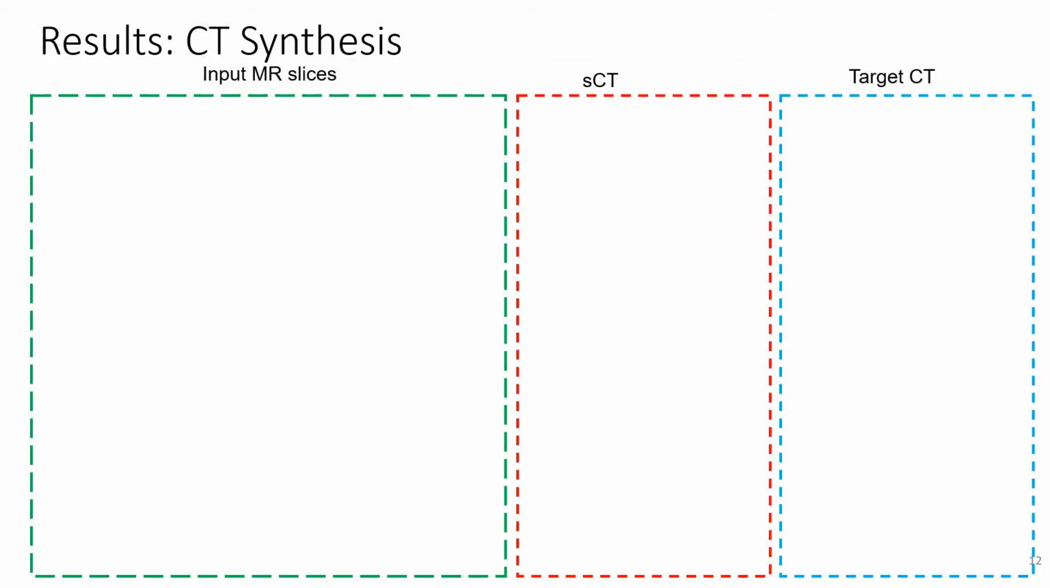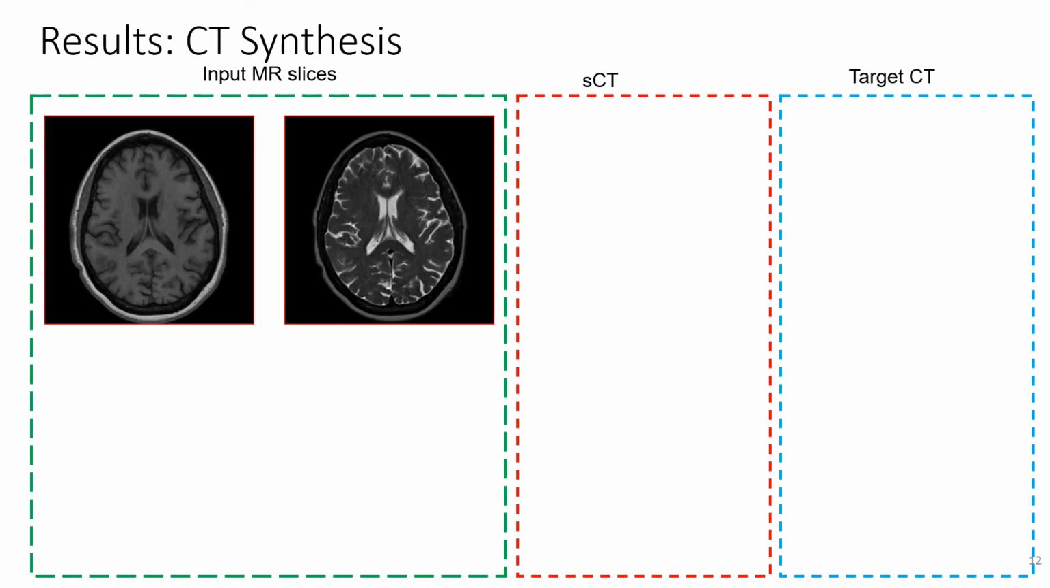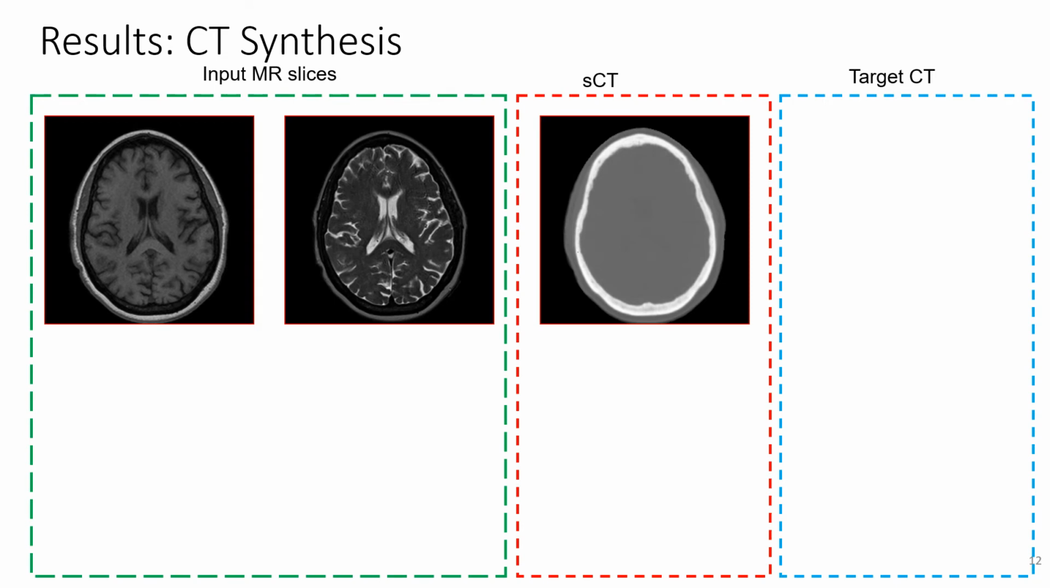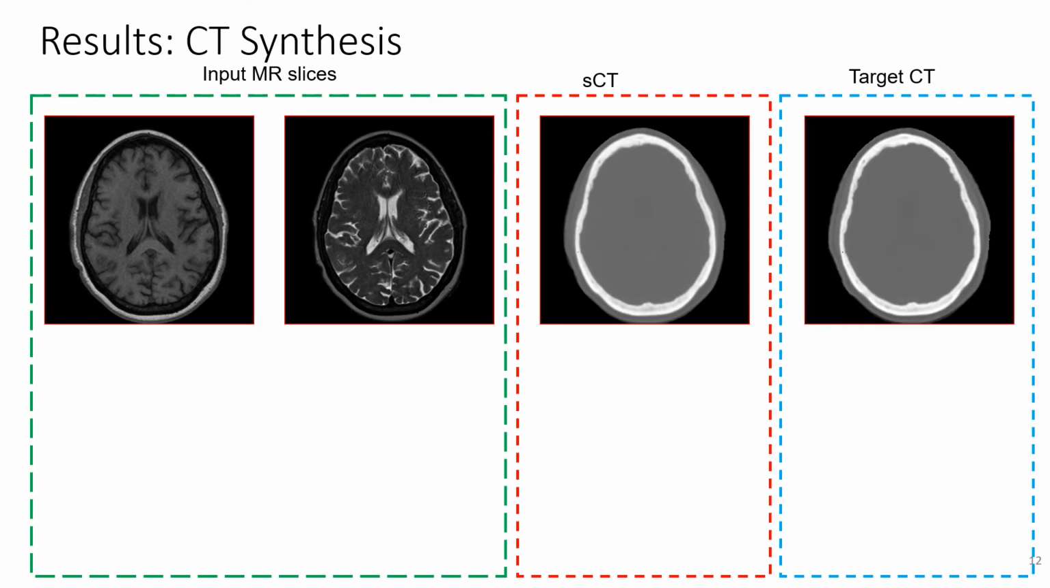In this slide, we visually compare the generated CT to the source target CT. Given an input MR slice, that is, given the T1 and T2 slices, this is the generated CT and this is the target. We see that the generator could generate a realistic-looking CT. In fact, in this case, the generated CT looks almost identical to the target CT.